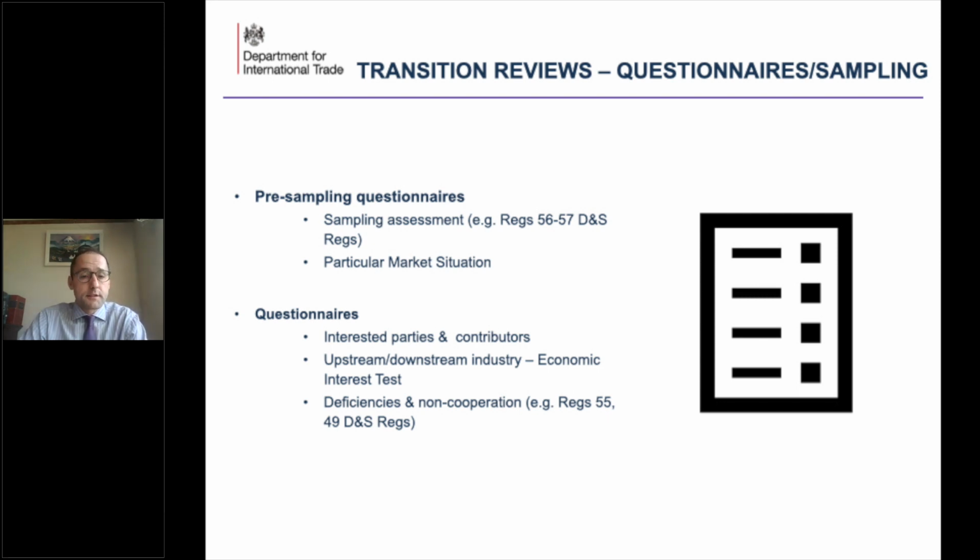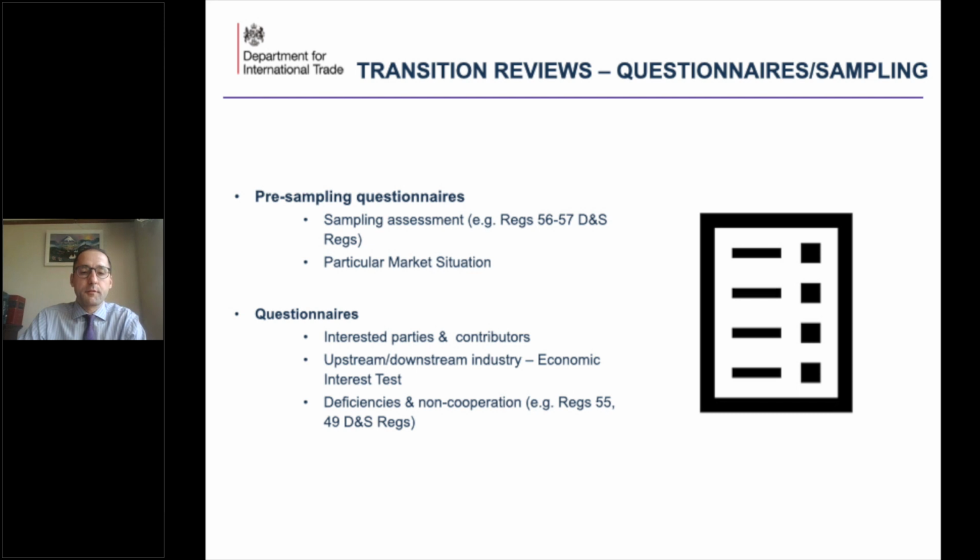So once parties have registered, these pre-sampling questionnaires have been returned and they're on the public file, then case teams will identify who the interested parties and contributors are and issue questionnaires on the TRS. And at the same time, they will also send questionnaires to the upstream and downstream industry. As Claire mentioned in her talk, and I think Fergus will talk about later, the economic interest test is a unique element of the British or UK investigative process. And so questionnaires from those parties will be an essential means by which to obtain relevant information to enable a robust economic interest test assessment.